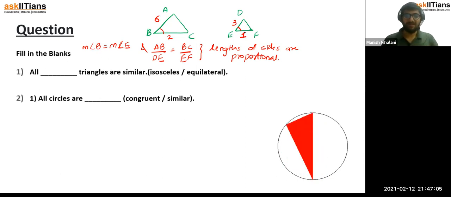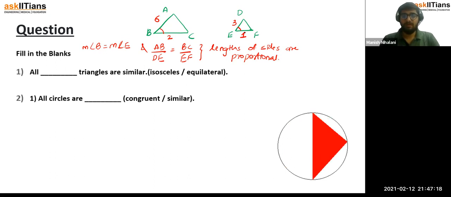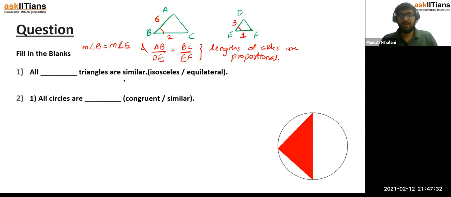Now let's come to this question. What is it saying? Fill in the blanks. All dash triangles are similar. And it has given two options: isosceles triangle or equilateral triangle, right? And the second one is: all circles are dash, congruent or similar. So let's first think of the first one. It says all dash triangles are similar.